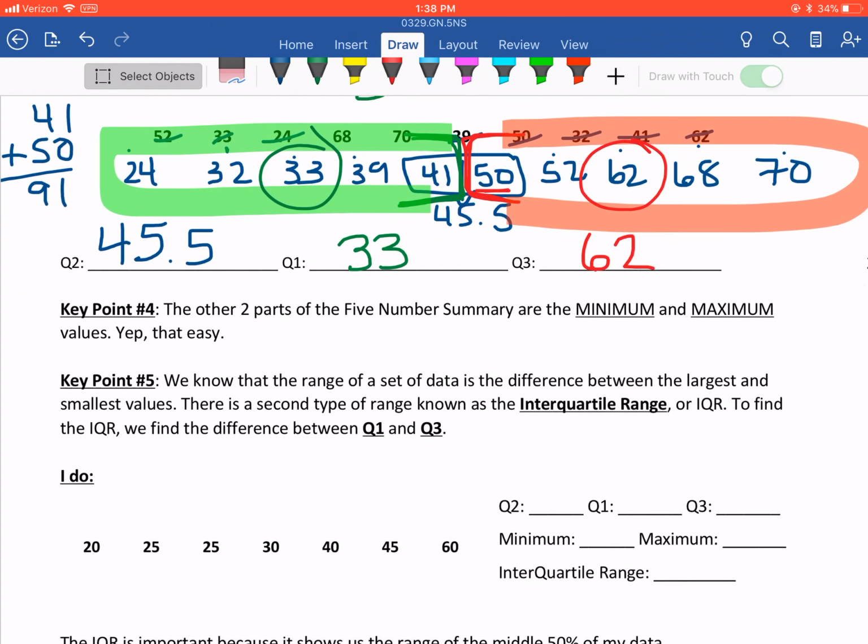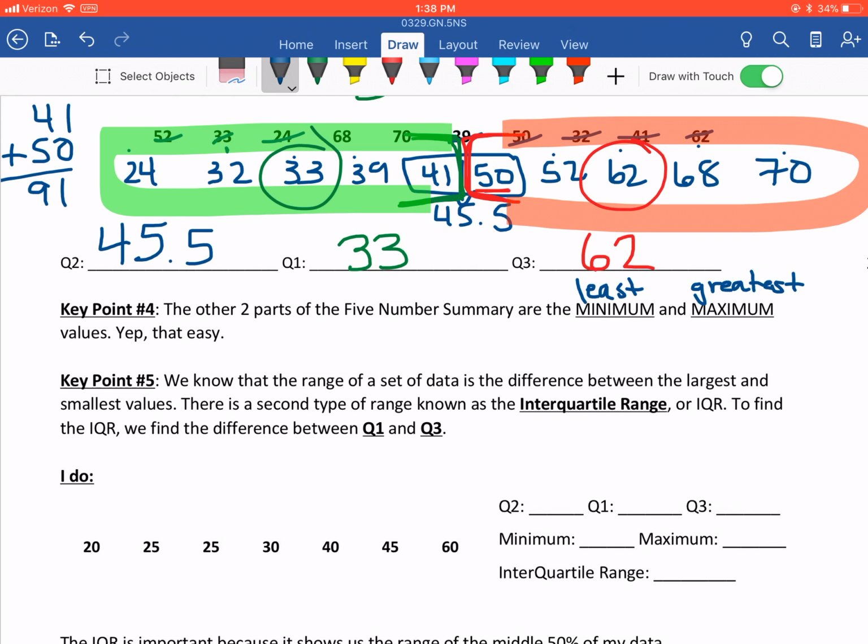All right, so key point number 4. We have found Q1, Q2, and Q3, but you may recall that there are 2 other parts of the 5-number summary. The other 2 parts are actually just the minimum and the maximum. And if you've forgotten, again, the minimum is the least, and the maximum is the greatest. So it's the least and the greatest. Yep, it's that easy. So the 5-number summary starts with least, then Q1, Q2, Q3, then the greatest.